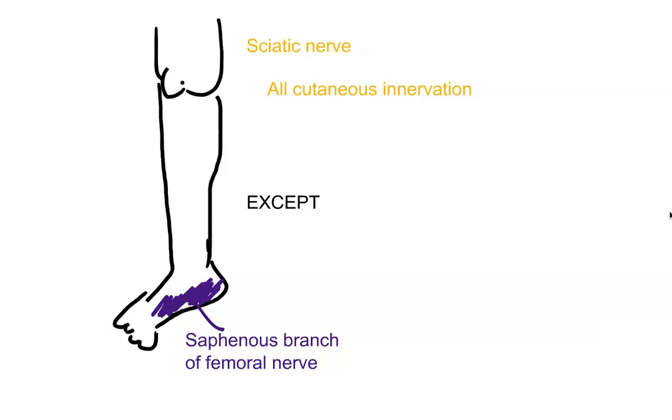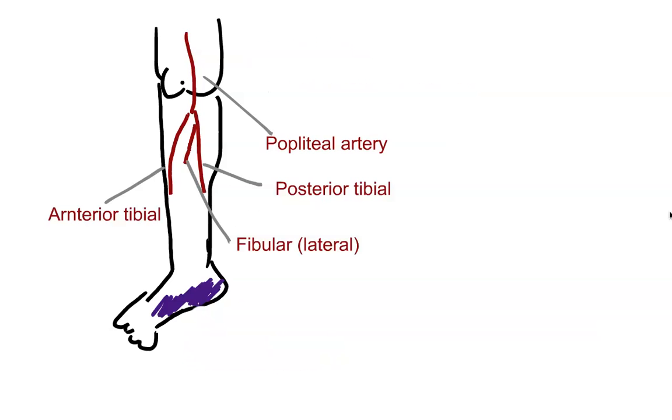All the blood supply to the lower leg comes from the popliteal artery, as I said, and this divides into anterior tibial and posterior tibial branches, with the posterior giving rise to the fibular artery, which supplies the lateral compartment.